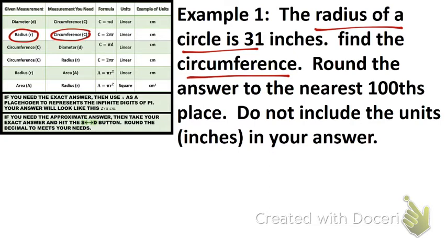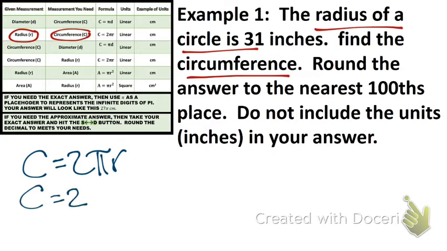So to solve this problem, we take our formula, C equals 2 pi r, and in our problem, the given information is the radius, so I'm going to put 31 in for the radius, and I'm going to leave C as my variable, and I'm going to solve for C. So my circumference is going to be 2 times pi times 31. When I multiply 2 times pi times 31, I get 62 pi. That is the exact answer.